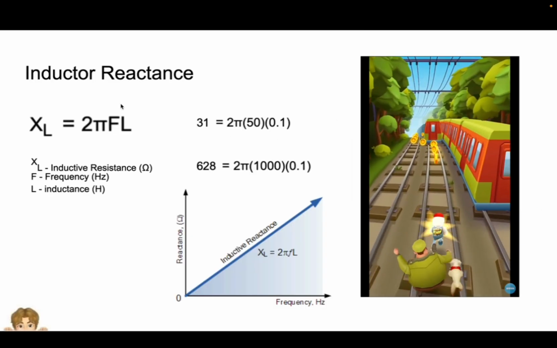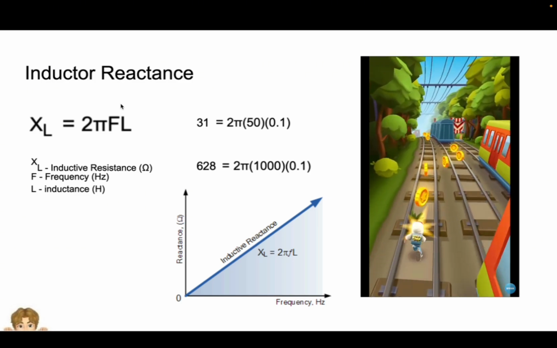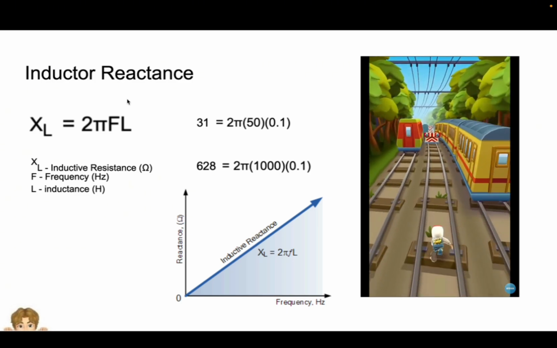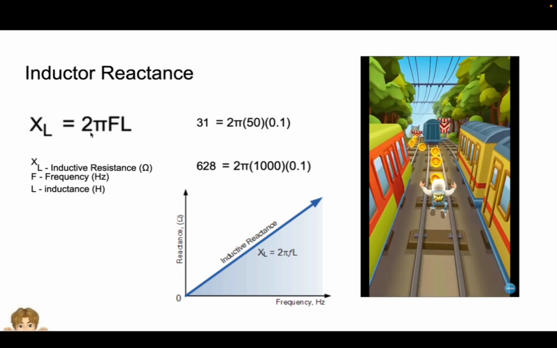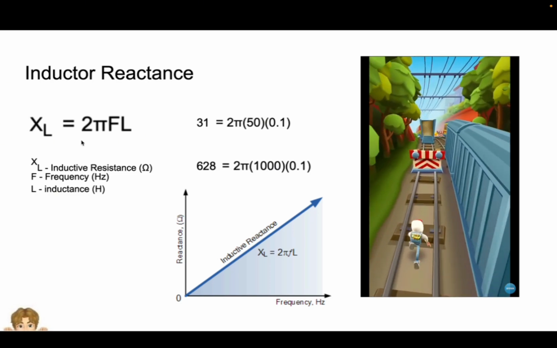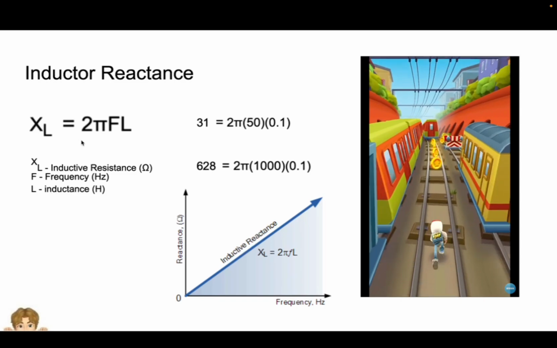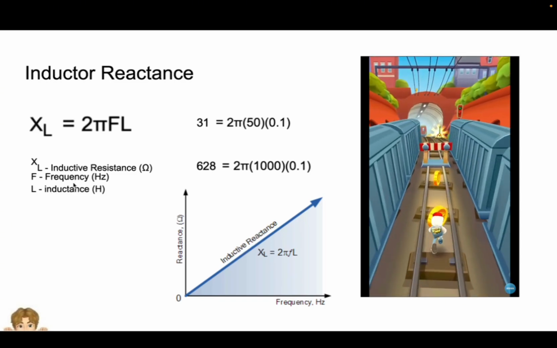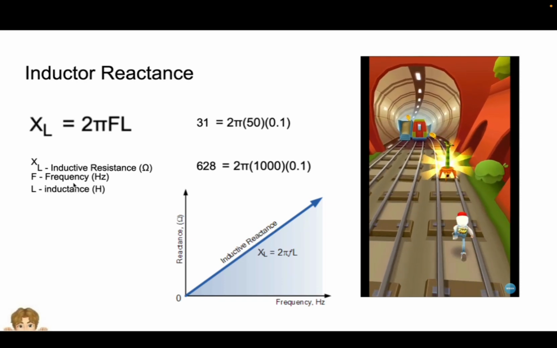Now, let's look at inductors. Inductive reactance is written as XL, and the formula can be seen on the screen here. In this formula, XL is the inductive reactance, which is measured in ohms, f is the frequency measured in hertz, and L is the inductance and is measured in henries.